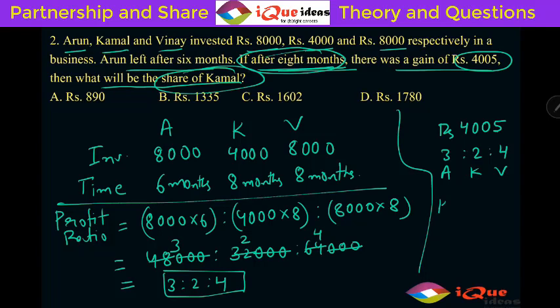Now, Kamal's share is 2. So Kamal's share would be equal to 2 divided by, add all of them, 3 plus 2, 5, 5 plus 4, 9. So 2 by 9 into the total amount, that is 4,005. Right? So if you divide 4,005 by 9, it cancels 445 times. So the profit share of Kamal will be equal to 2 into 445, that is 890 rupees. So the answer of this question is 890 rupees. That is option A. Right?